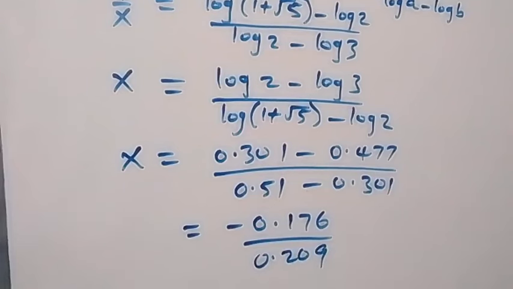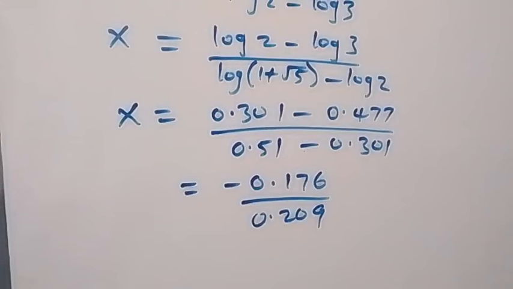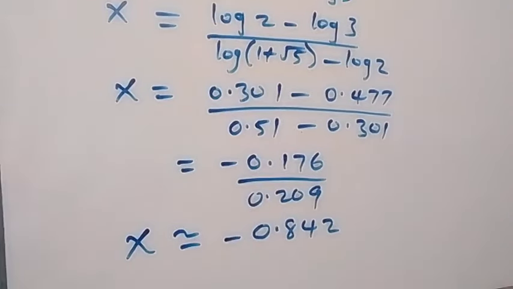Then by the time we divide here, we have minus 0.176 divided by 0.209, which gives us minus 0.842. So that means we have x, which will be an approximate solution to this given problem.